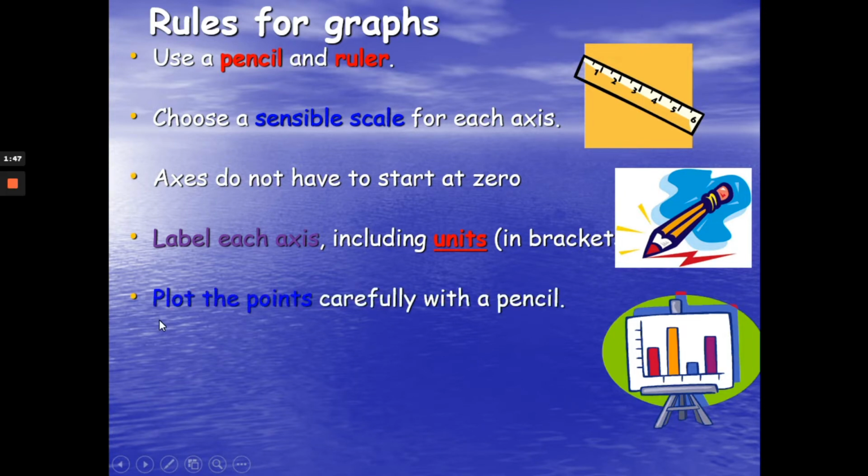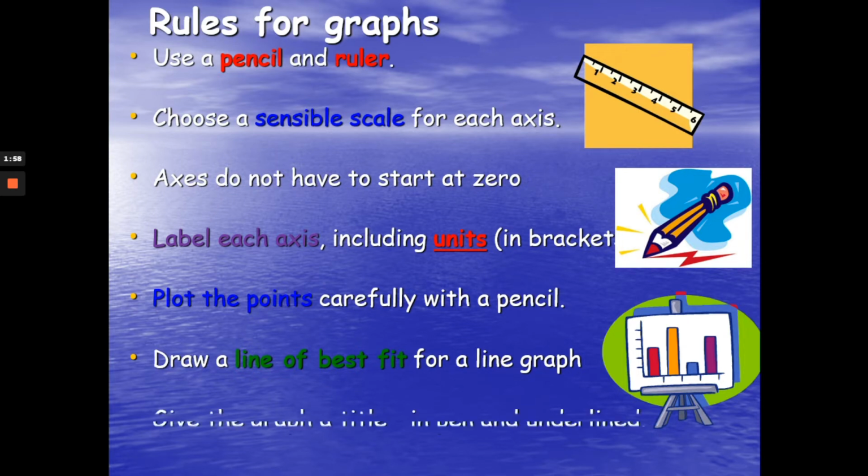You need to plot the points carefully with a pencil. And for a line graph, you have to draw a line of best fit, which we'll go through when we get to line graphs. And this is the most important one. No matter what graph you're doing, always give the graph a title in pen and underline it. So we always need to give it a title and label the axes.